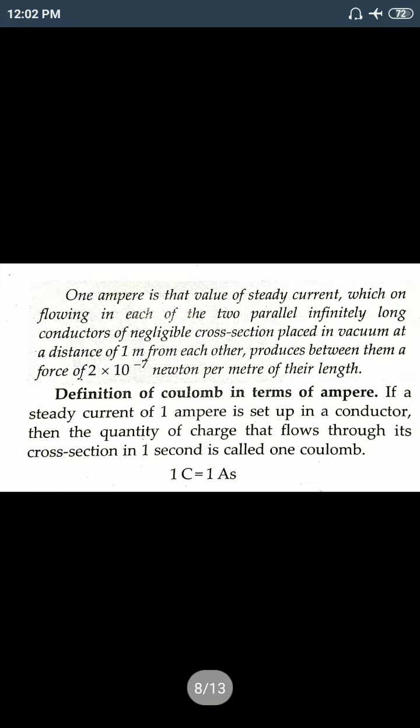So how can we define this? Define 1 ampere. 1 ampere is that value of steady current which, on flowing in each of two parallel infinitely long conductors of negligible cross section placed in vacuum at a distance of 1 meter from each other, produces between them a force of 2 into 10 to the power minus 7 Newton per meter of their length. Whatever force is produced between them, that is 2 into 10 to the minus 7 Newton per meter, because that is force per unit length. So the unit is also Newton per meter of their length.